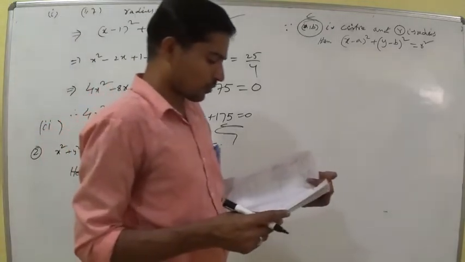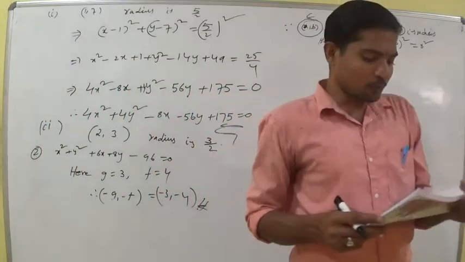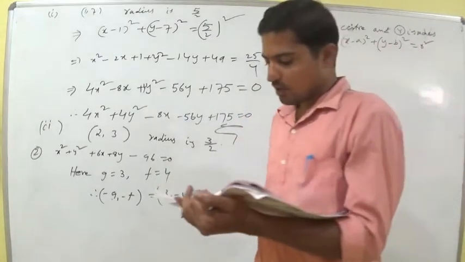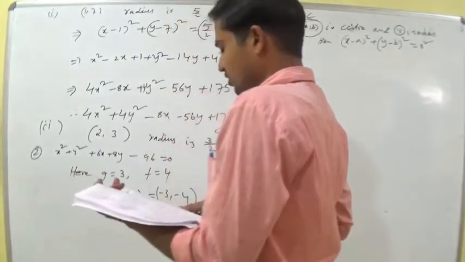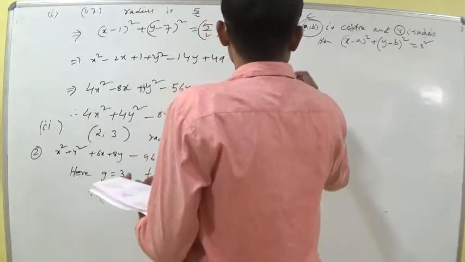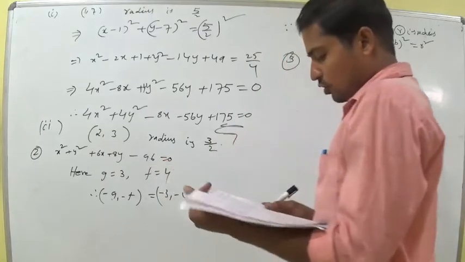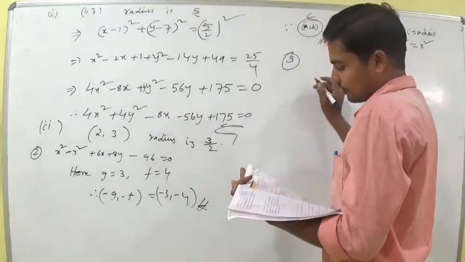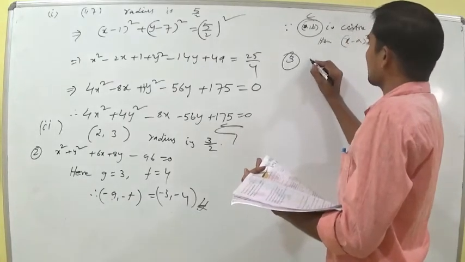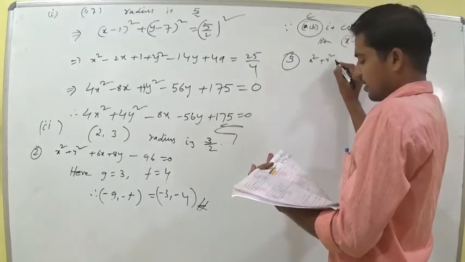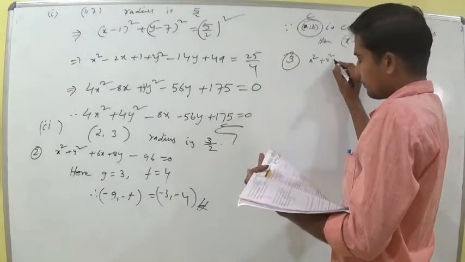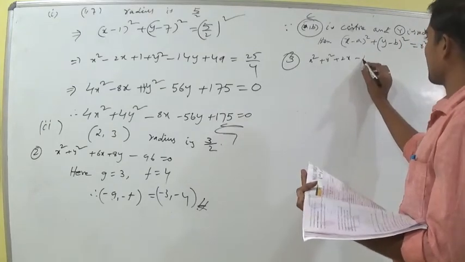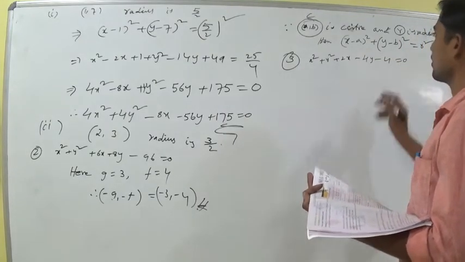Next, the power of the point. Third one, the radius of the circle. I am going to find the radius of the circle. To find the radius of the circle we have to find the center first. Radius of the circle x square plus y square plus 2x minus 4y minus 4 equal to 0.